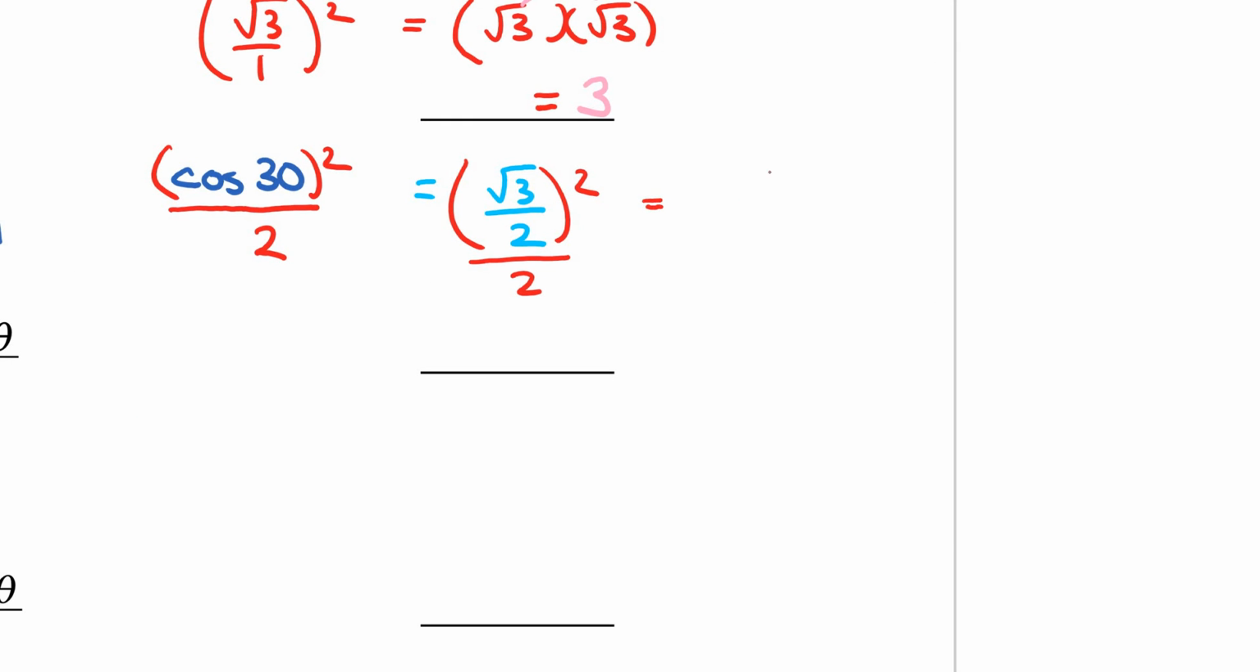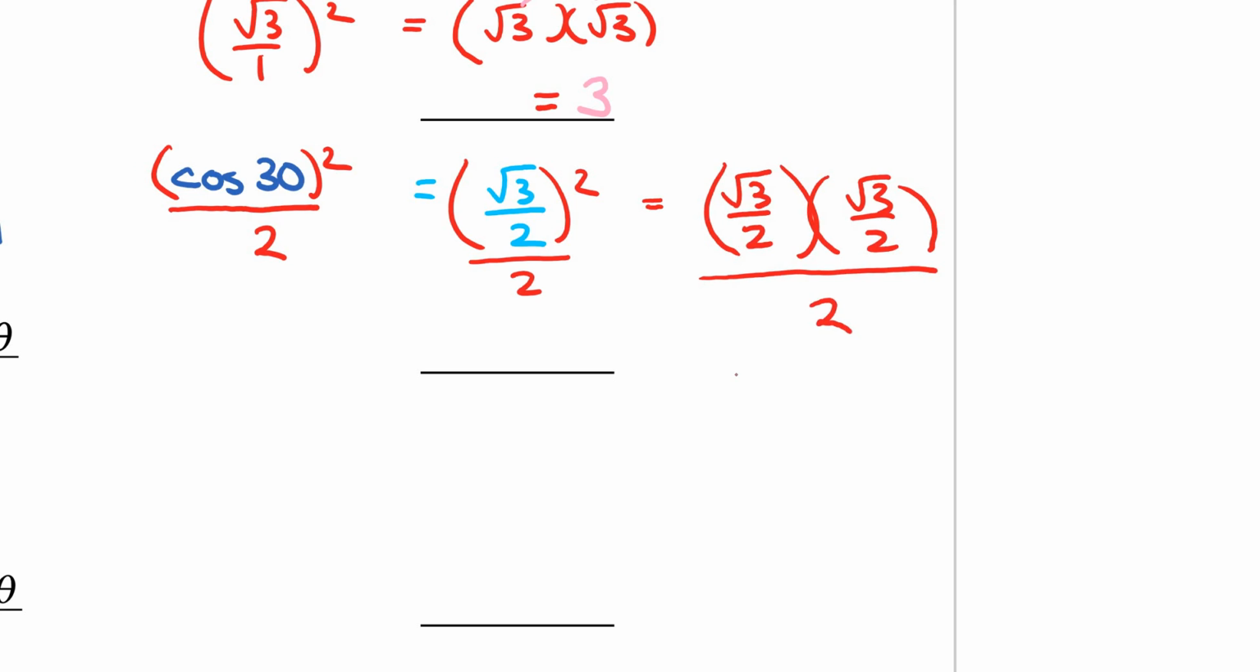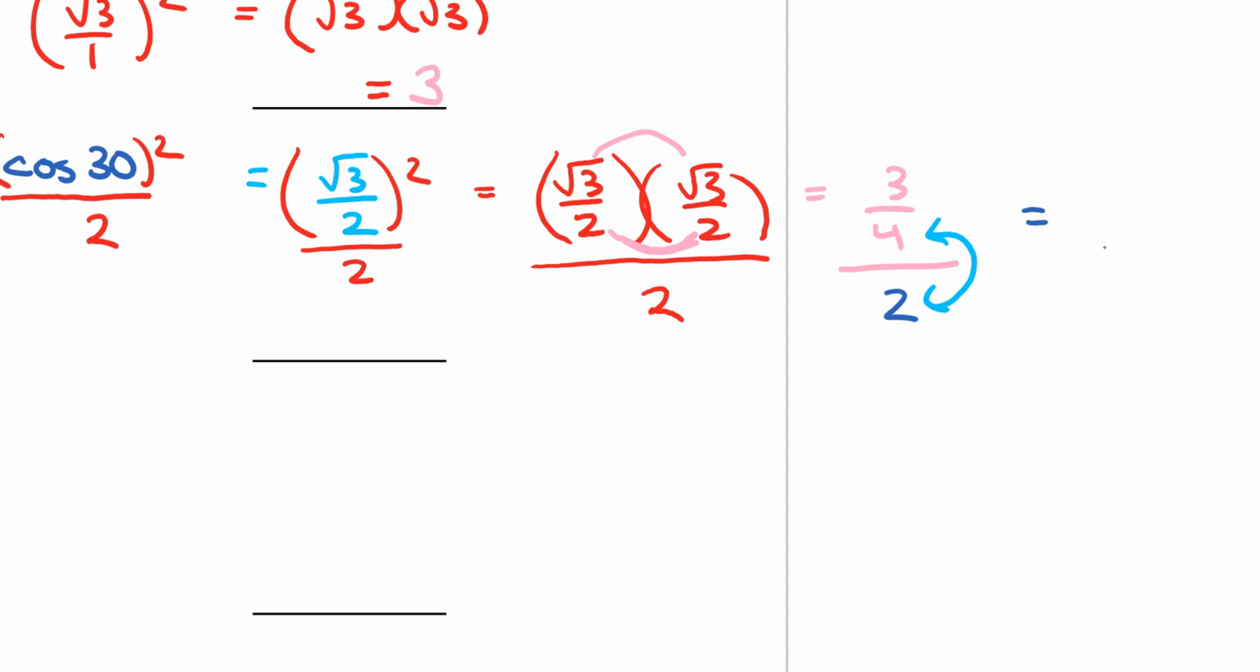So if I do that, that's going to be root 3 divided by 2 times root 3 divided by 2, all divided by 2. So this is kind of testing whether you can simplify fractions. So root 3 times root 3 is 3. 2 times 2 there is 4. And then we're all going to divide this by a 2. Now, just like the previous problem here, if you're paying attention, if you have a fraction divided by a number, all you're really doing is multiplying these bottom numbers together, and your final answer will be 3 over 8. So 3 over 8 is my final answer there.